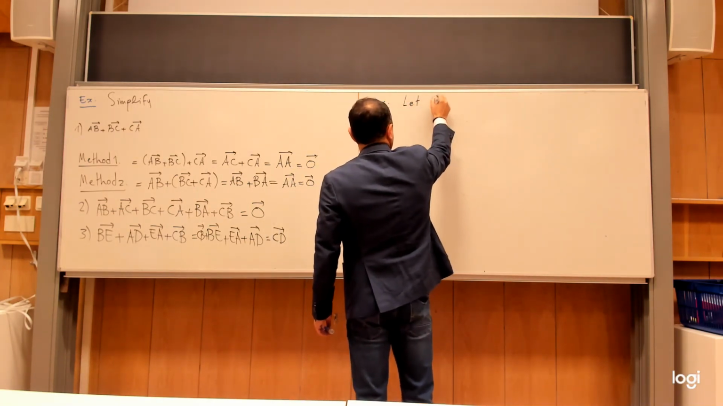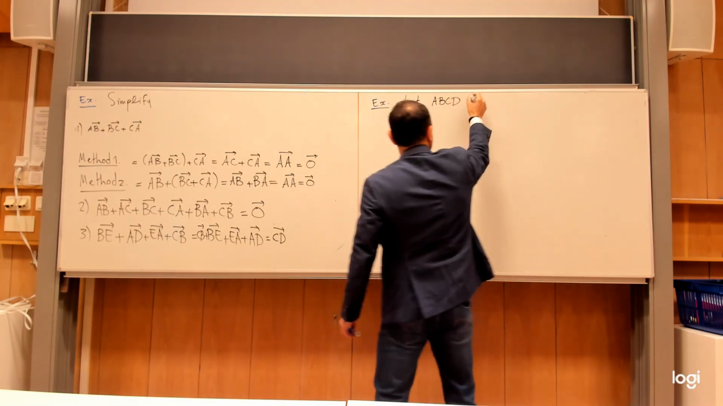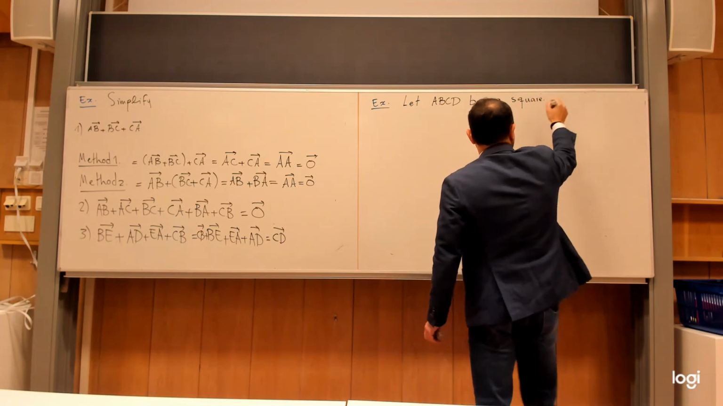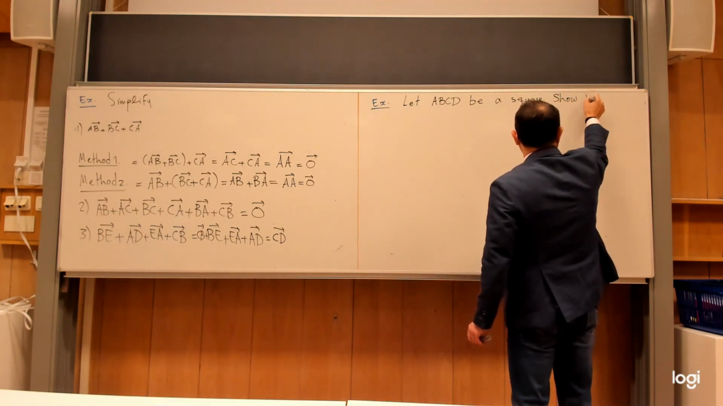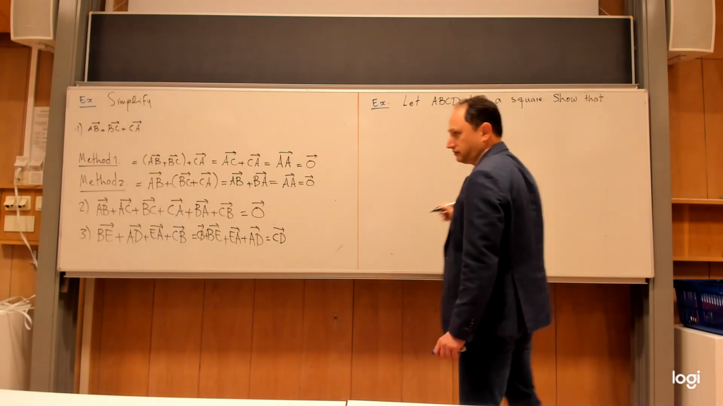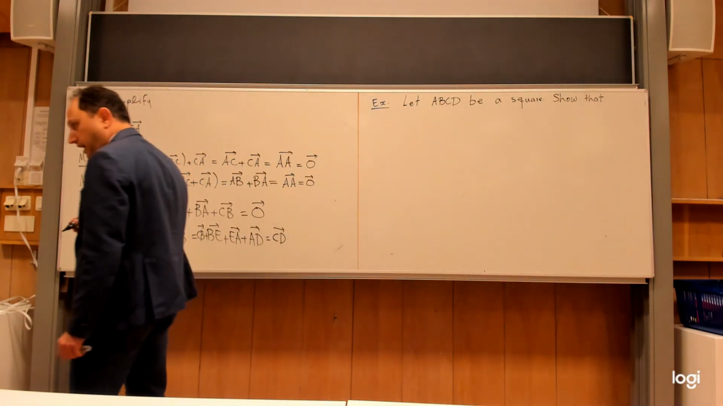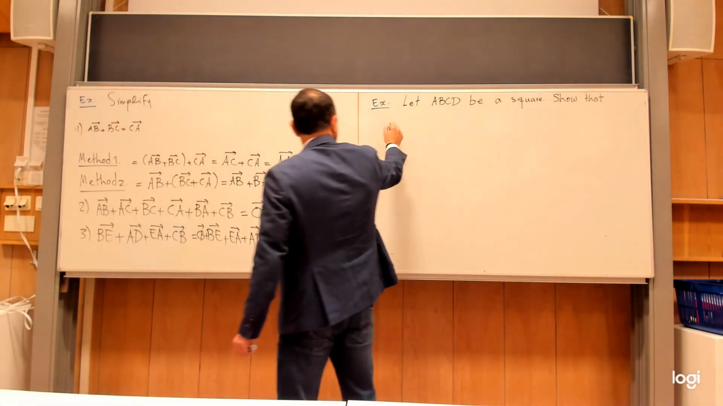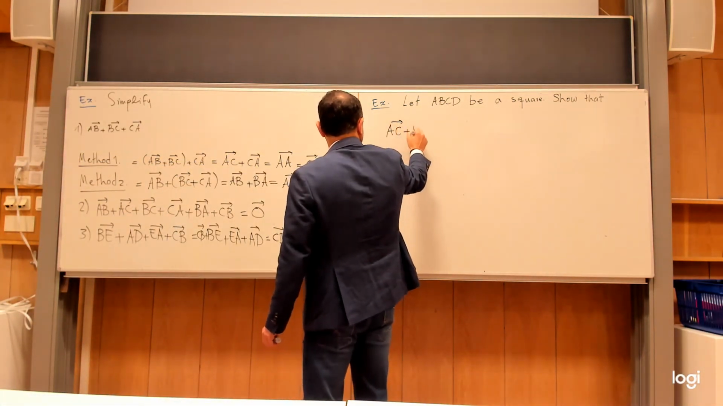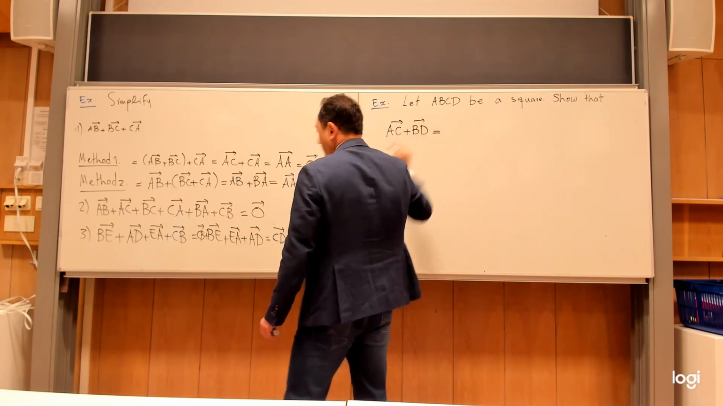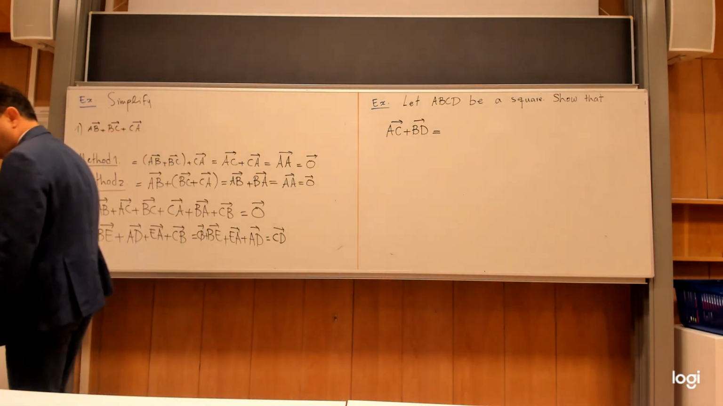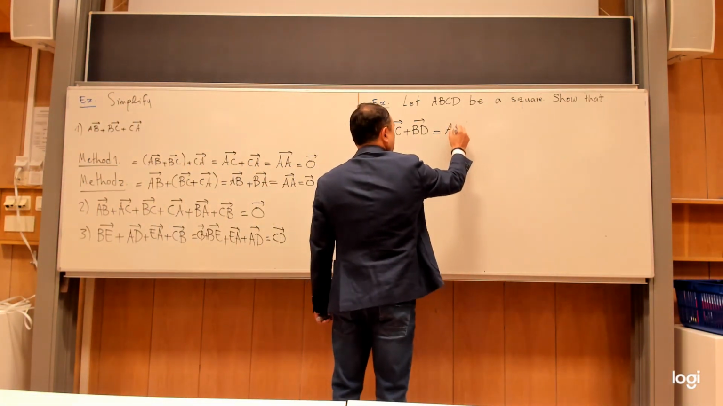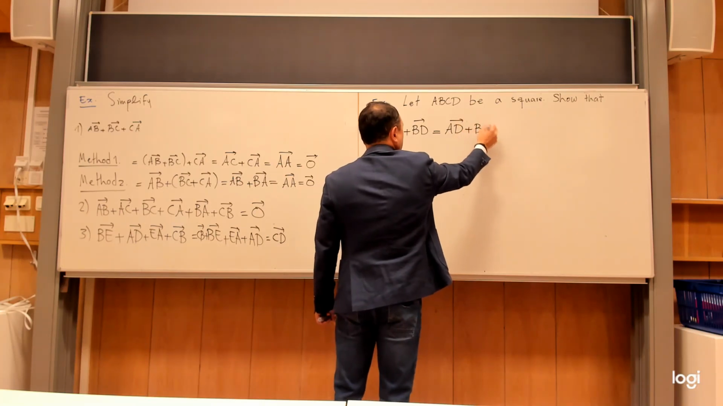Let ABCD be a square. Show that AC plus BD, as vectors, is equal to AD plus BC. Okay?